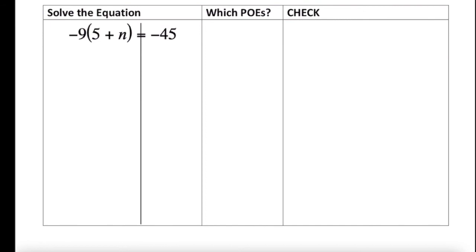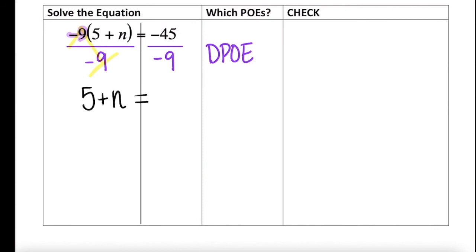Let's see how you did. So again, I identified -9 as my coefficient, and multiplication is already happening. So I wouldn't multiply again. I would start off with division and divide both sides by -9 to make that big 1. -9 divided by -9 is 1, leaving me with everything that was originally trapped in that group. 5 plus n is now outside of the group, and -45 divided by -9 is 5.